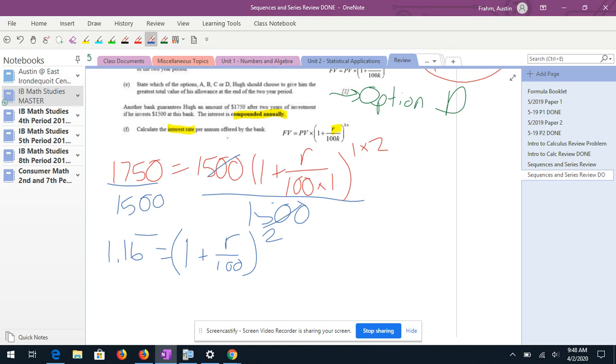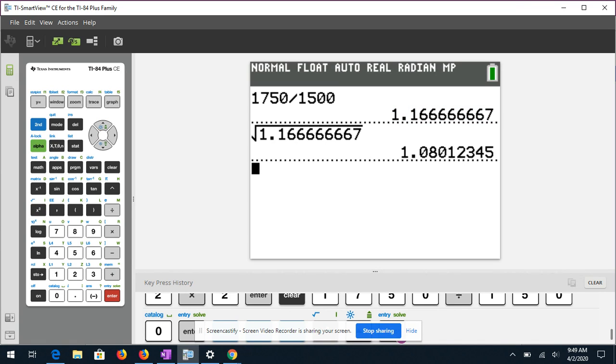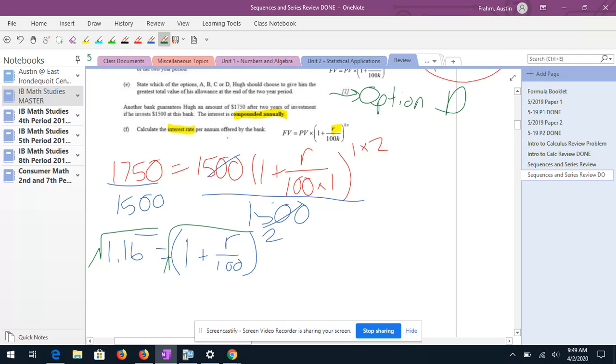2 is 2. So now I got to get rid of that exponent of 2. So to get rid of an exponent of 2, you would take the square root of both sides. So the square root of our answer, and I'm not rounding it, I'm keeping it, comes out to be about 1.08, 3 sig figs. So we have 1.08 equals 1 plus R divided by 100.